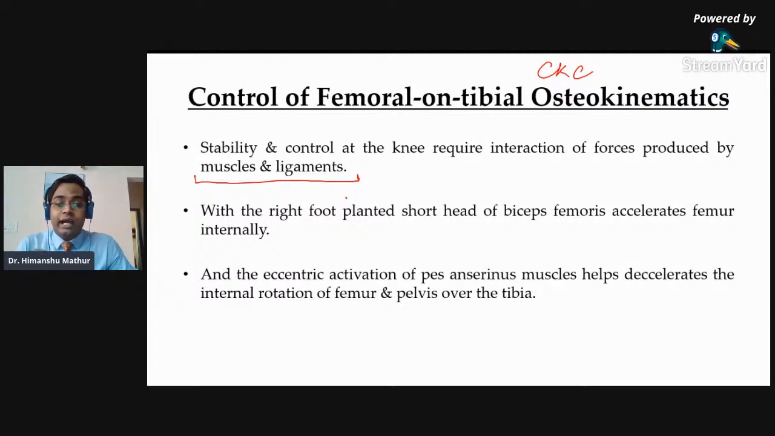Now, with the right foot planted, you are in unilateral stance. The short head of biceps femoris accelerates the internal rotation of the femur. So whenever you are going into extension, or coming back from the squat position, in the terminal extension range, the biceps femoris tries to accelerate the rotation of the femur. And the eccentric activation of the pes anserinus muscles helps to decelerate the internal rotation of the femur and pelvis over the tibia as well.